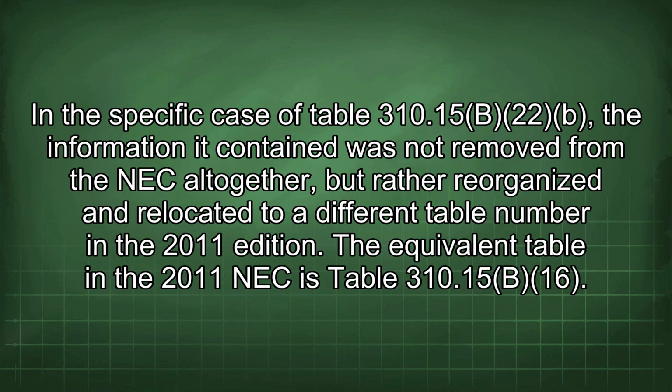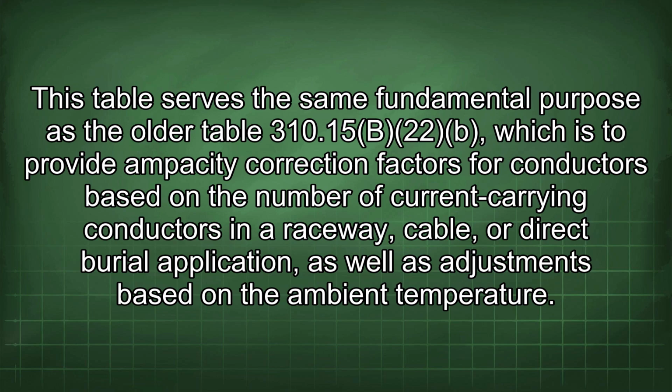In the specific case of Table 310.15(B)(2)(a), the information it contained was not removed from the NEC altogether, but rather reorganized and relocated to a different table number in the 2011 edition. The equivalent table in the 2011 NEC is Table 310.15(B)(3)(a). This table serves the same fundamental purpose as the older table, which is to provide ampacity correction factors for conductors based on the number of current carrying conductors in a raceway, cable, or direct burial application, as well as adjustments based on the ambient temperature.